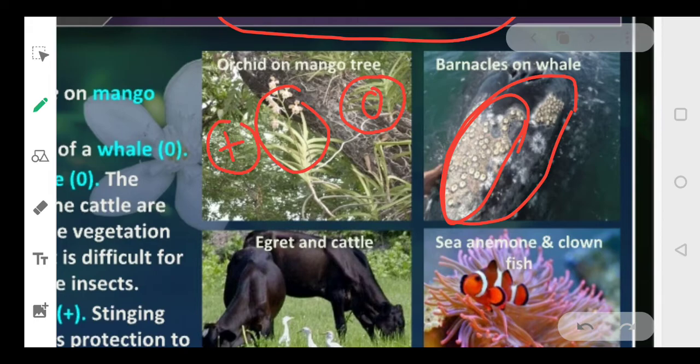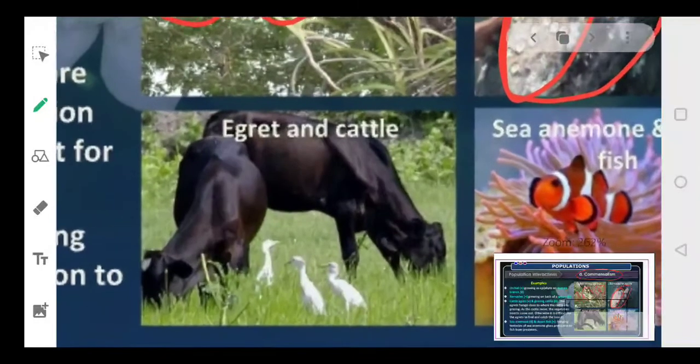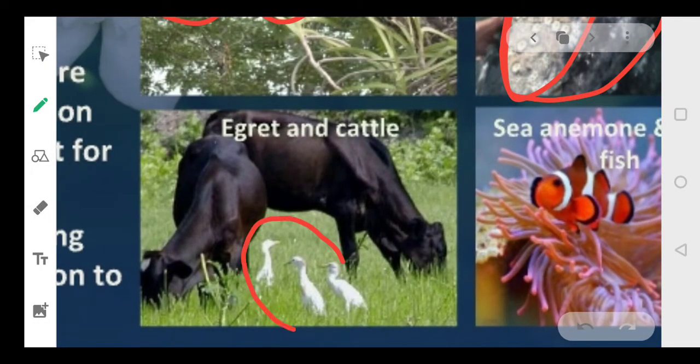Okay. Third, you must have seen when you observe cattle grazing in the field, you will find egrets generally moving around the cattle. Because you will find that these egrets forage closely to the cattle where they are grazing, because as the cattle move, they stir up and flush out certain insects from the vegetation that otherwise might be difficult for the egrets to find. As your cows and buffaloes move in the grass, some insects run and move out of the grass.